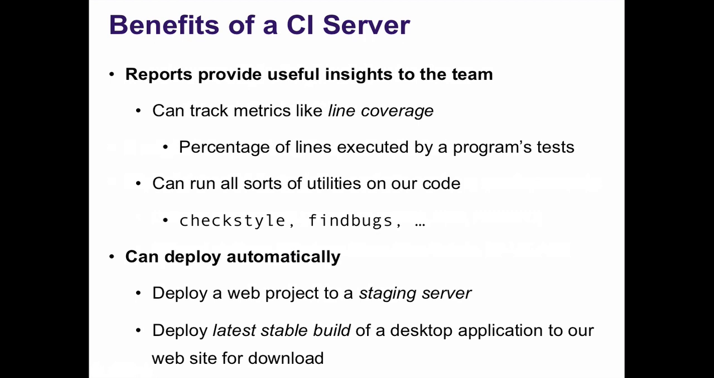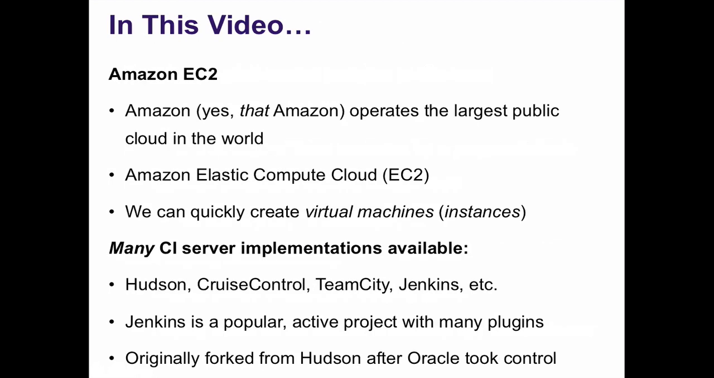Similarly, we might be working on a desktop application, and if all of the tests pass, we might want the latest version of the program to be uploaded to our company's website so that our customers can always get the latest stable build. With a CI server, we can accomplish this sort of thing very, very easily and in a totally automated fashion. So in this video, we'll see how to set up a continuous integration server on an Amazon EC2 instance, or in other words, a virtual machine.